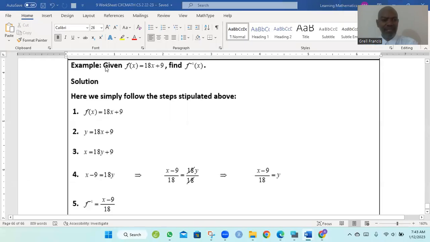So here we have an example. It says, given f of x is 18x plus 9, find f inverse of x. When you see this written like that, that's how it reads, f inverse of x. And the solution: here we simply follow the steps stipulated above. So please copy this down, and we're going to start with the steps.